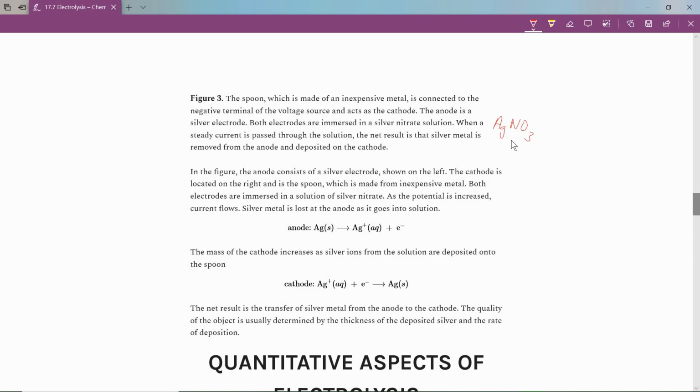So the net result is the transfer of silver metal from the anode to the cathode. The quality of the object is usually determined by the thickness of the deposit of silver and the rate of deposition, right? You don't want it to take 4 years to coat a crappy spoon with silver. You want it to happen quickly, and you want it to be fairly thick. You don't want it to be so thin that your fingernail cuts through and then you see the lousy tableware underneath. Okay, so cool stuff.